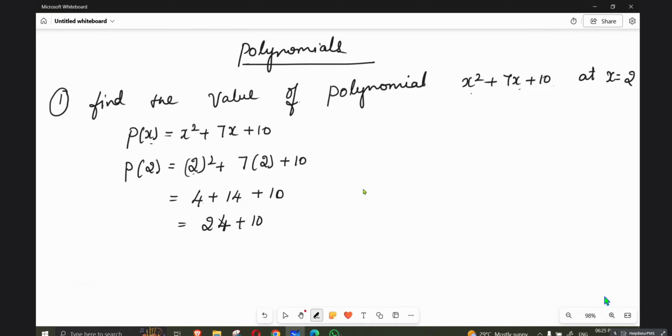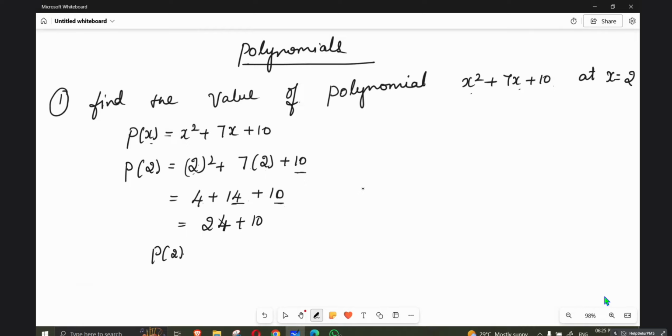Plus 10. How much will you get? P of 2? 18 plus 20, 24 plus 7. 2 sevens are 14, 2 squared is 4, so 4 plus 14 is 18. Plus 10 is 28. Yes, 28.